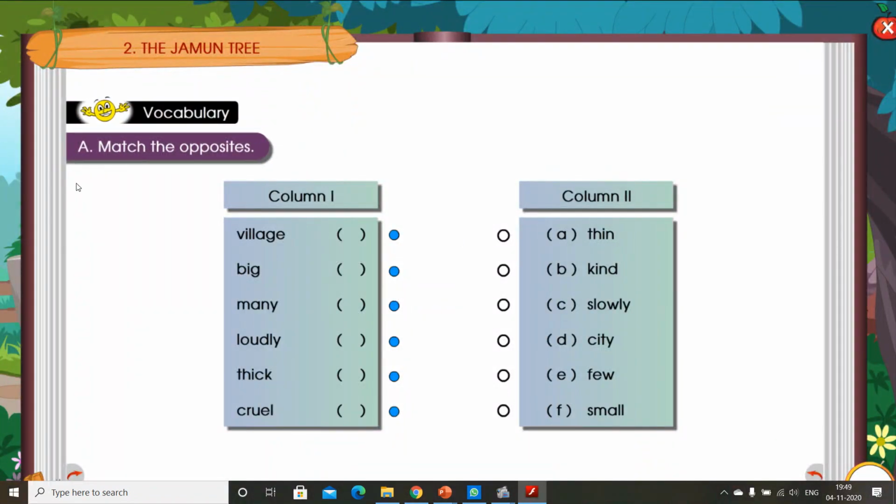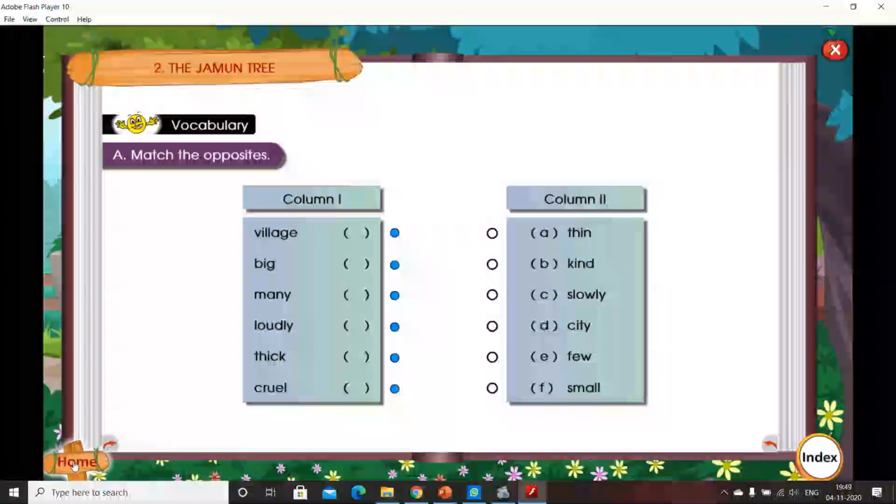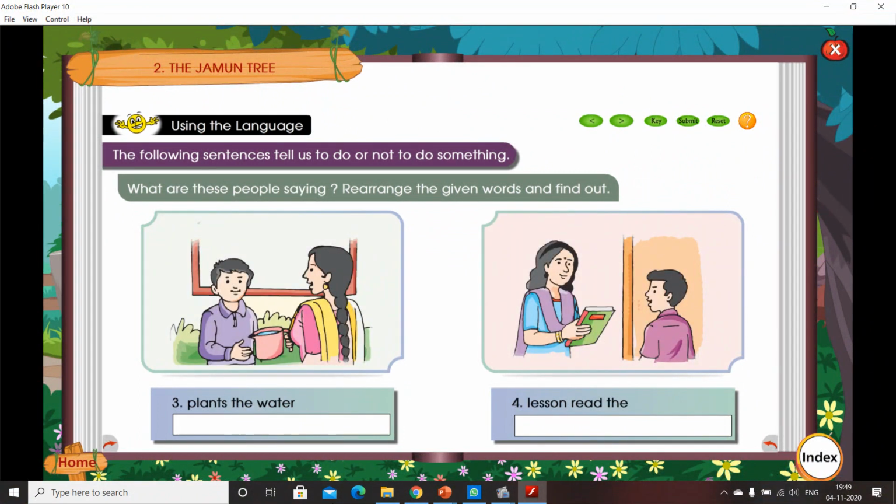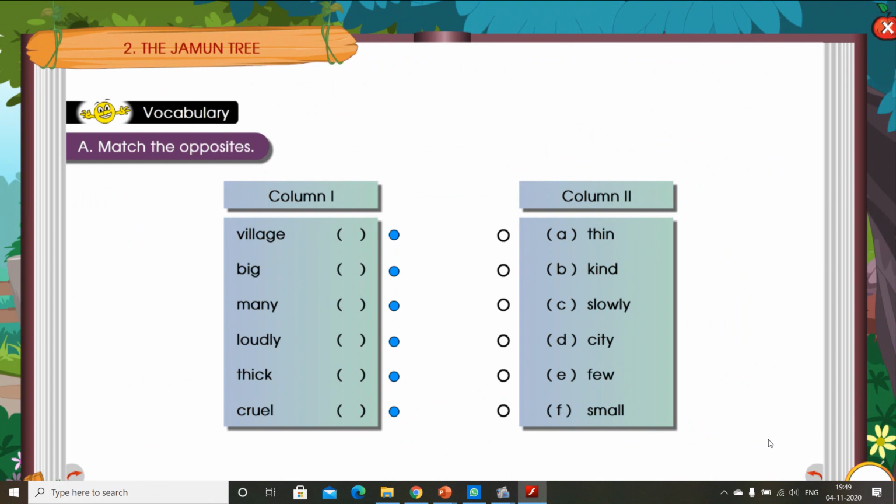Next. Plants the water: water the plants. Lesson read the: read the lesson. You have to write it like this. Like this, you have to write the other two sentences given in the textbook. Write on your own.